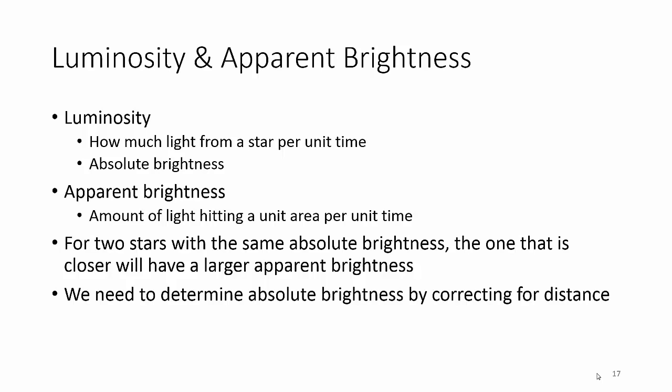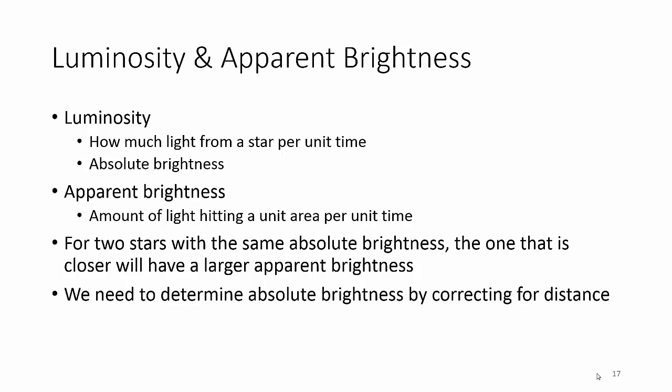All right, so luminosity is how much light comes from a star in a given amount of time. This is also known as absolute brightness. And there's something else called apparent brightness. Apparent brightness is the amount of light hitting a certain area in a certain amount of time. So rather than how much the actual star is giving off, it's how much are you getting. Okay, so there's absolute: how much is the star actually giving off? Apparent: how much are you actually getting?